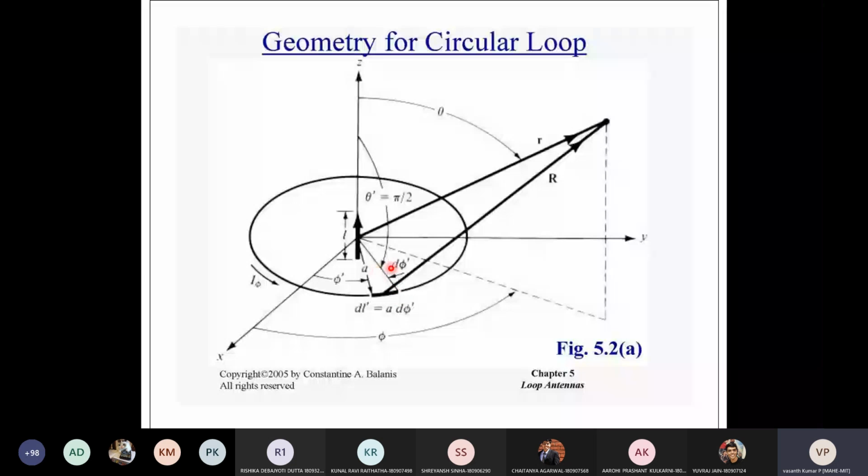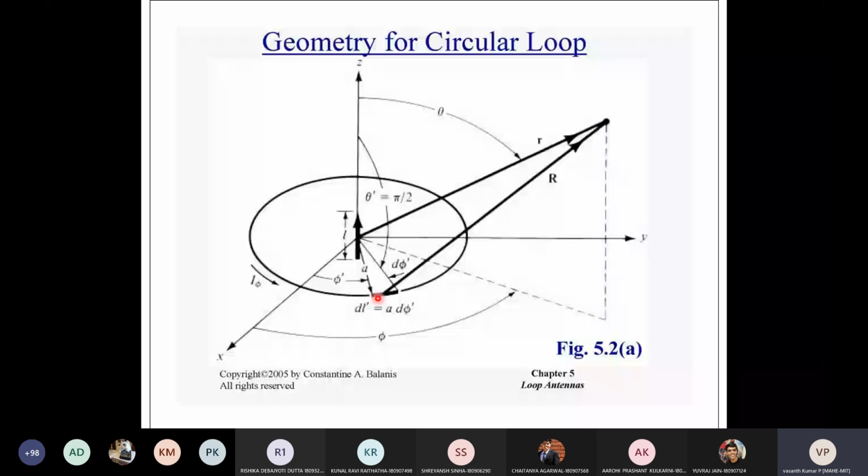d phi dash is tending to 0, so this can be treated as a point source. We can work only with point sources because we have defined the equation for A only for a point source. So we can't consider the entire loop in the computation. First, we have to consider a single point source, that is an elemental length on this circular loop.